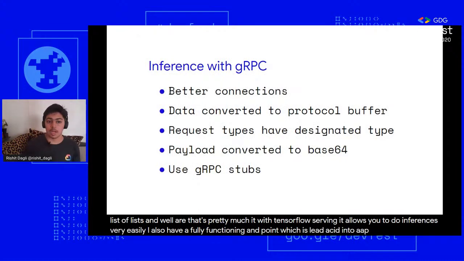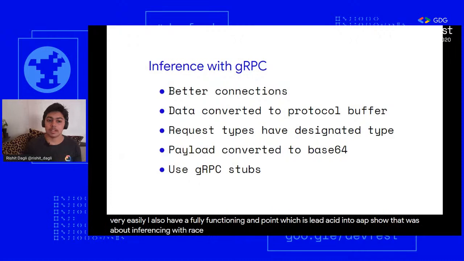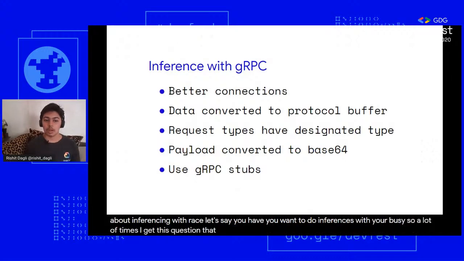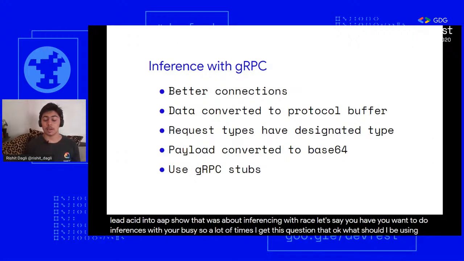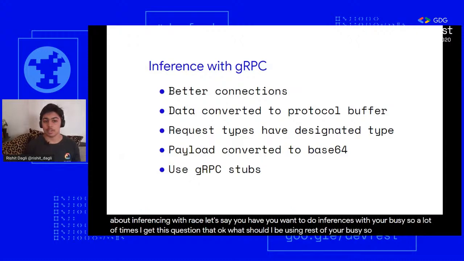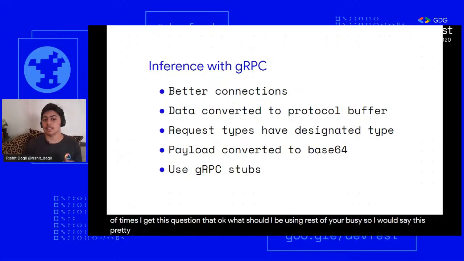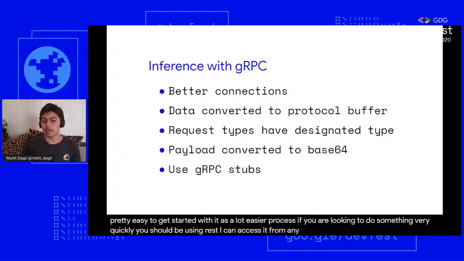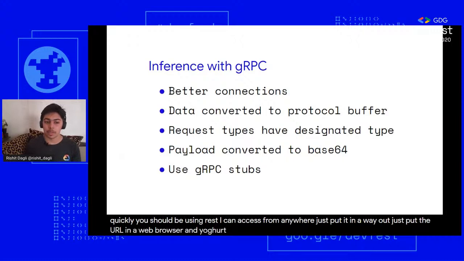So that was about inferencing with REST. Let's say you want to do inferences with gRPC. A lot of times I get this question: what should I be using, REST or gRPC? I would say REST is pretty easy to get started with. It has a much easier process. So if you are looking to do something very quickly, you should be using REST. You can access it from anywhere. Just put the URL in a web browser and you're good to go.